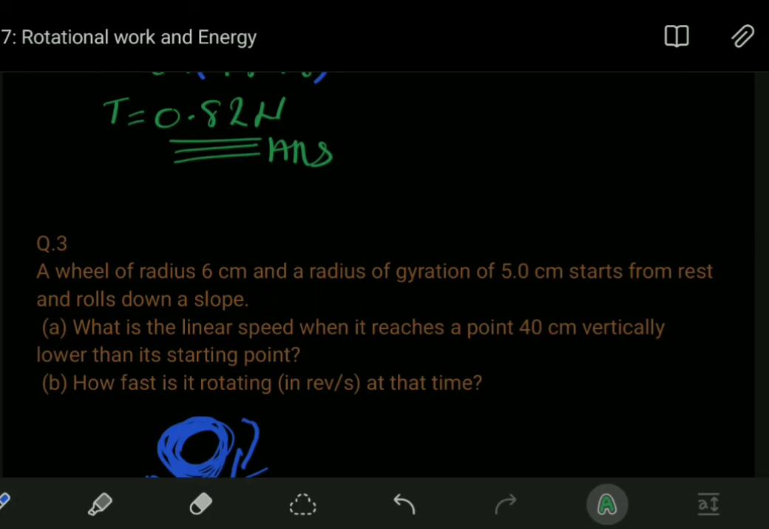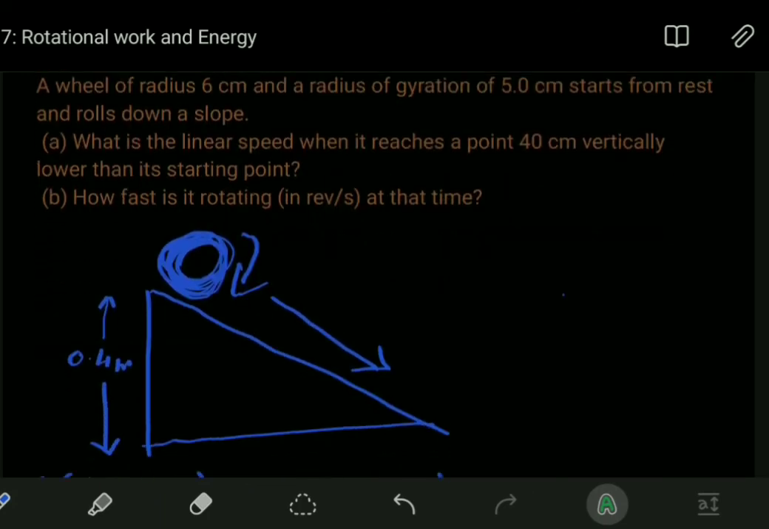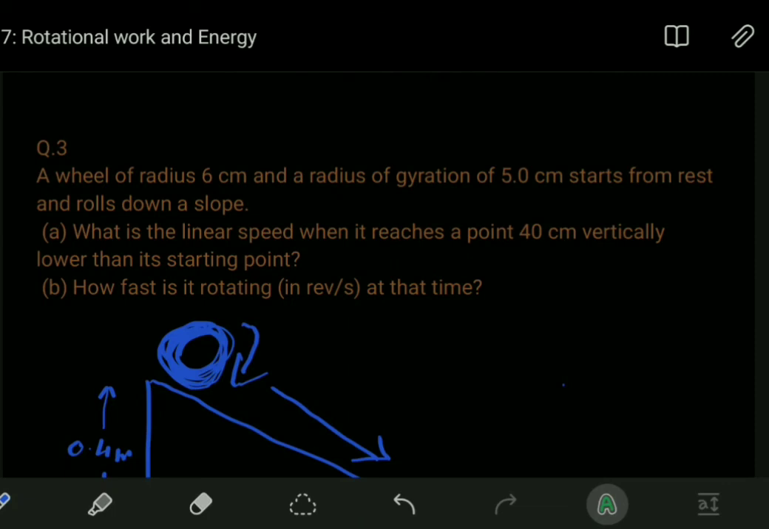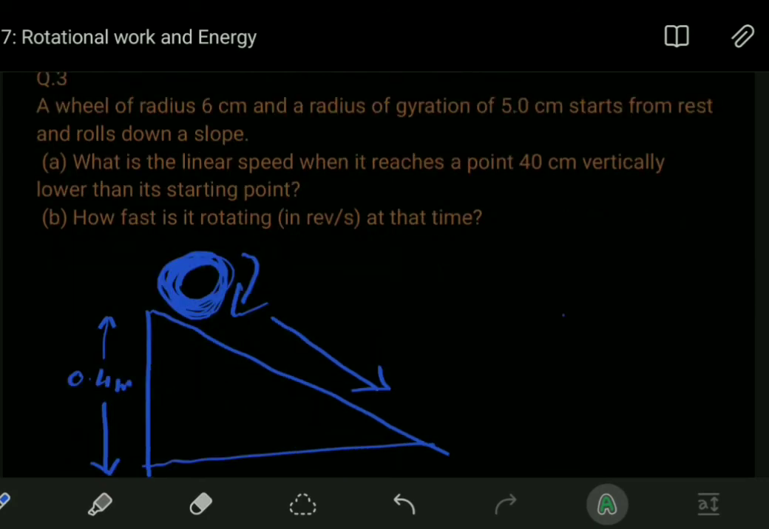Okay, so question 3 here, we have a wheel with the radius and the moment of inertia given. So it's rolling down a slope as shown in this diagram here. So we want to find the linear speed when it reaches the bottom, because the height here is simply 0.4 meters or 40 centimeters. So we want to find the linear speed of this wheel when it reaches the bottom of the slope, and we also want to find how fast it's rotating in revolutions per second at that time.